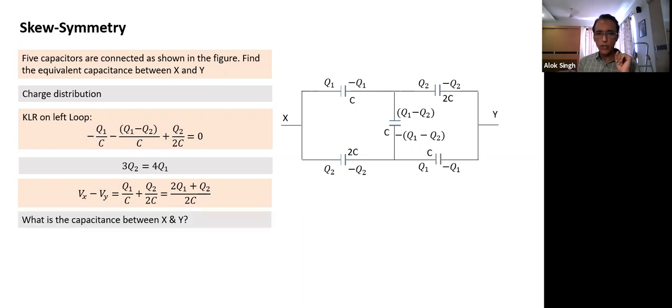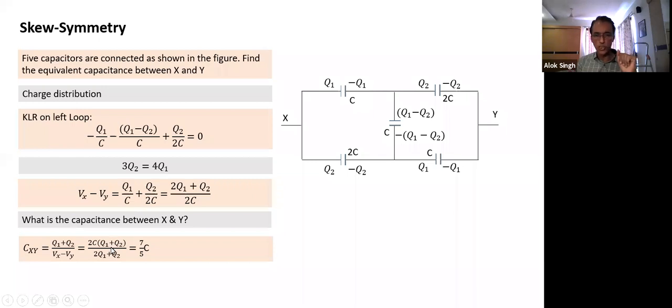Now I have both. After this, how do you find capacitance? I find capacitance equal to the charge given between two junctions divided by the potential difference. The charge given at the junction is Q1 plus Q2. So I substitute these values. By finding Q1 and Q2, numerator and denominator, both I can express in terms of either Q1 or Q2 by suitable substitution. Q terms will cancel out. What is finally left is 7C by 5. I hope you understood this part.